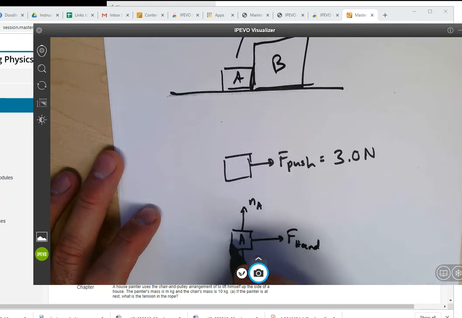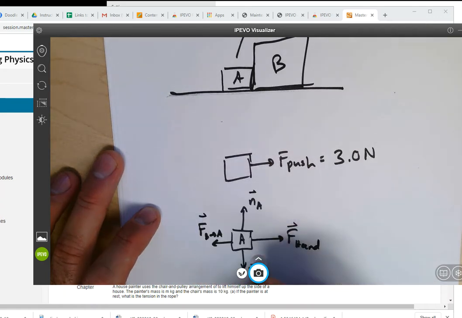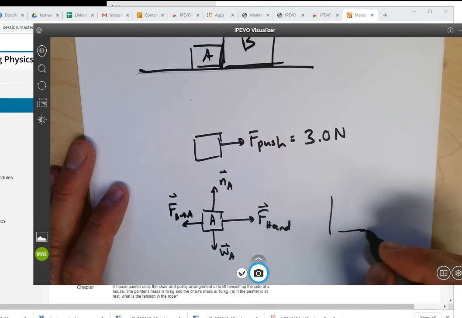But then block B must also be pushing up against block A. So there's going to be the force of block B on A. Okay, so those are all of our vector forces here. I'll put little vectors above them. Let's take a look at block B.